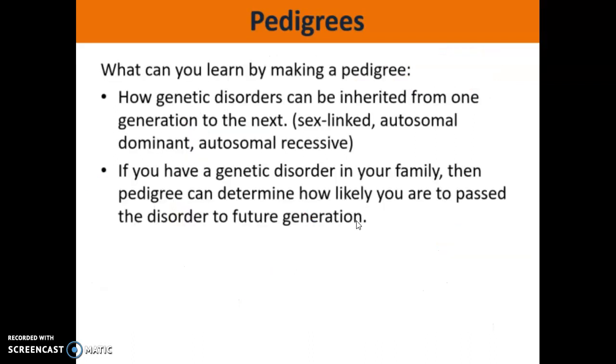So what can you learn by making a pedigree? You learn how genetic disorders can be inherited. Are they sex-linked? Are they autosomal dominant? Or are they autosomal recessive? This one happened to be autosomal recessive. If it's sex-linked, you're looking for something that usually occurs more in males than females. You can also learn, if you have a genetic disorder in your family, how likely you are to pass on that trait to your next generation.